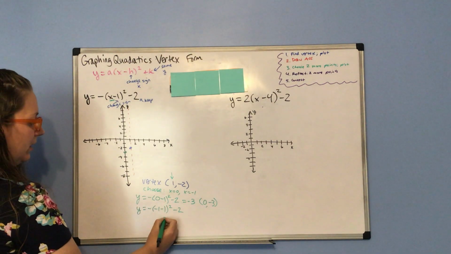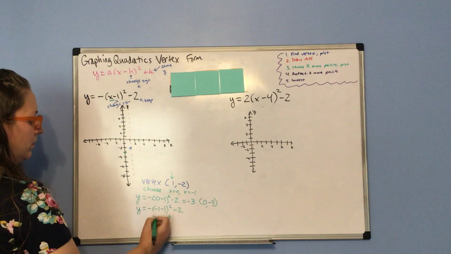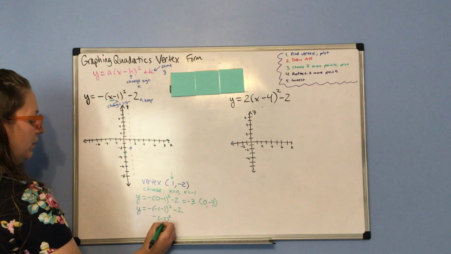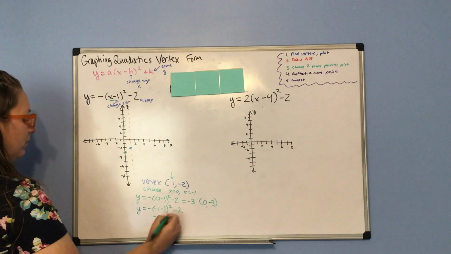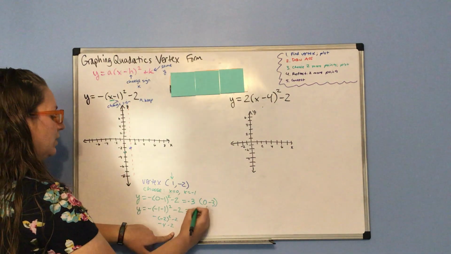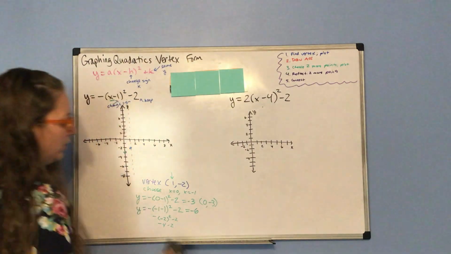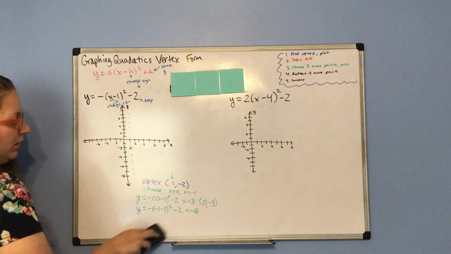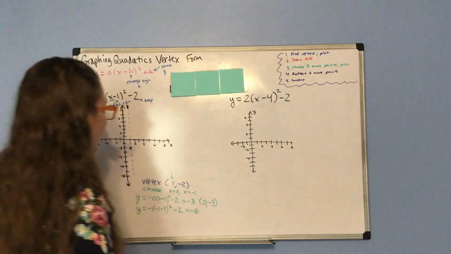-1 minus 1 is -2. -2 times -2 is 4, but then we have a negative in front. -4 minus 2 gives me -6. Again, you don't need to do that by hand. You can use a calculator. I would highly recommend that.